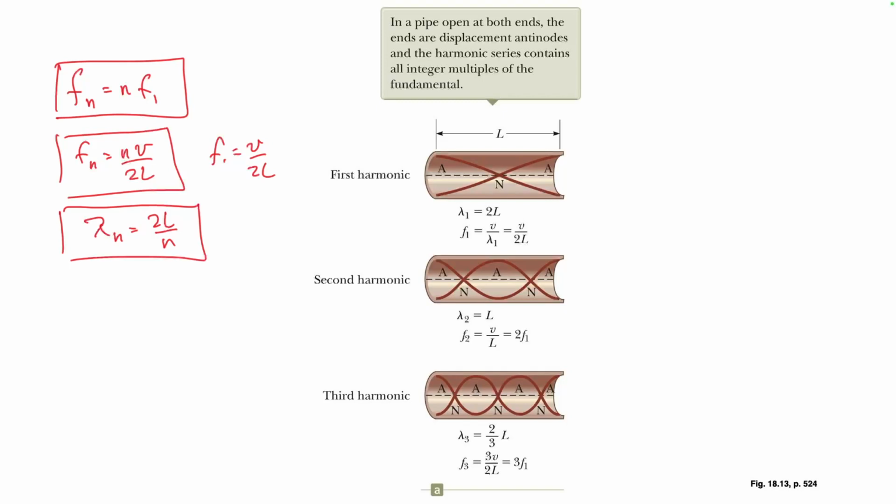But how many nodes are there? 3. Look at the second harmonic. How many nodes are there? 2. First harmonic, how many nodes are there? 1. So when it comes to standing waves in an open pipe, count the number of nodes. The number of nodes will tell you which harmonic you are on. So count nodes instead of antinodes.